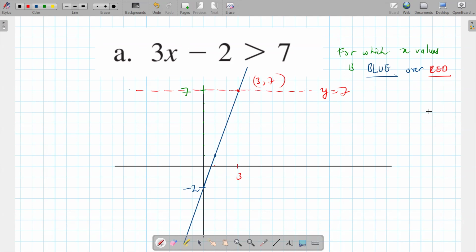Is it x less than 3, greater than 3, or equal to 3? Greater than 3. Yes, so the answer to this is x is greater than 3.